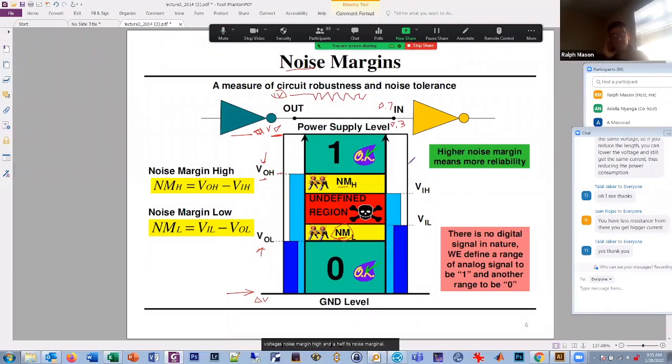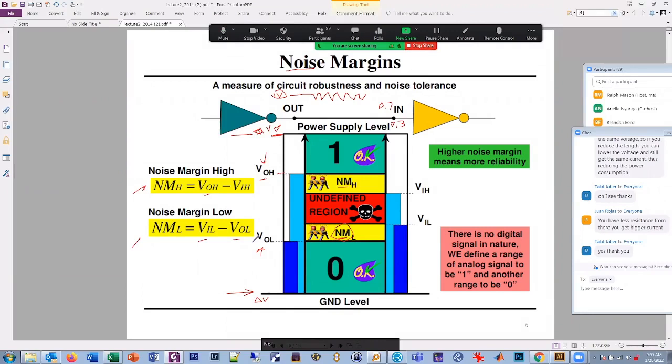Well, that was a long explanation, but I hope that made sense. And the noise margins are defined by these equations. Noise margin high is V output high minus V input high, and noise margin low is V input low minus V output low. Any questions?